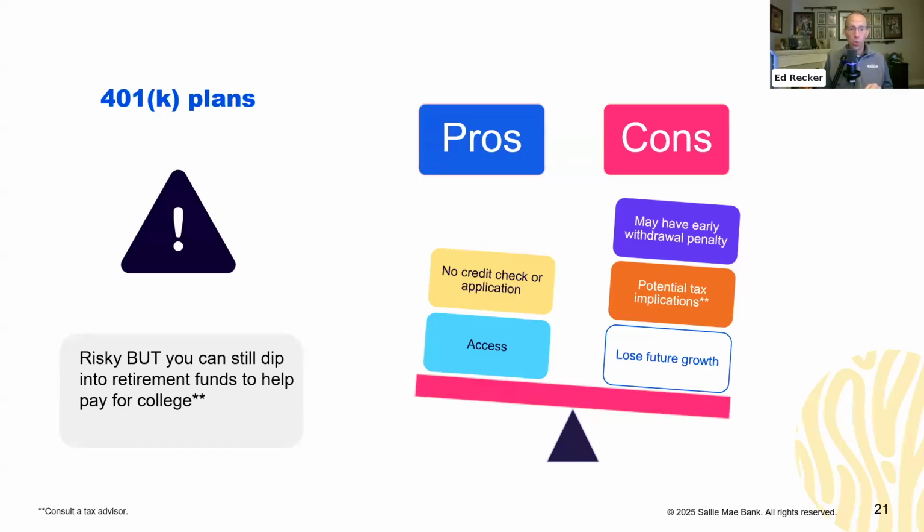So in the case of 401k plans, some of those pros are there really is no credit check or application, and those funds are easy to access. So what I'm talking about is really drawing off of your 401k to help pay for college. The cons are they may have an early withdrawal penalty. There could be tax implications, and there's also loss of future growth. So if the money isn't in your 401k plan, you can't receive the benefits of that interest or that dividend income. So keep that in mind as well.